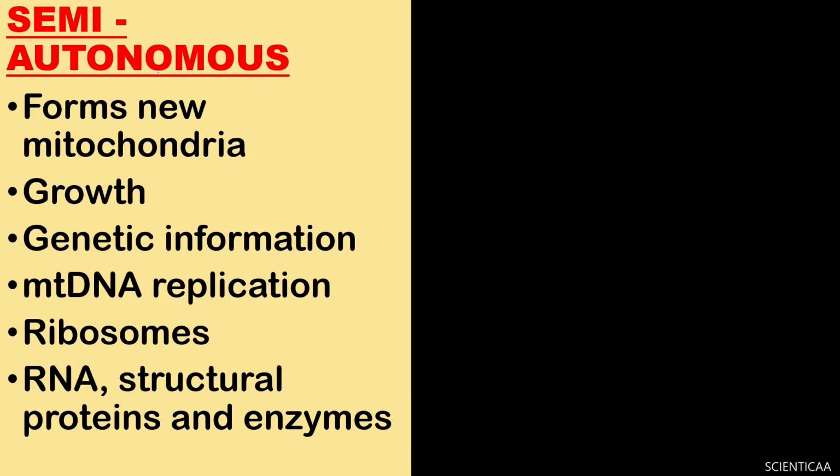Now, let us understand why we call mitochondria self-autonomous. What is the meaning of this term autonomy? Autonomy means independence. So this mitochondria is basically independent of the cell nucleus and the other cell organelles. Now let us see how.